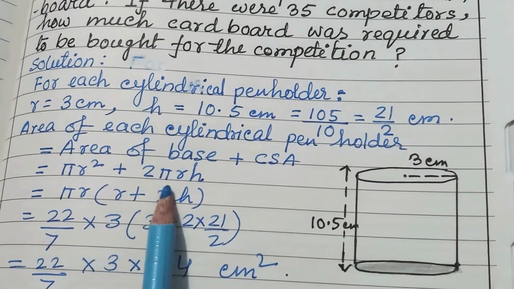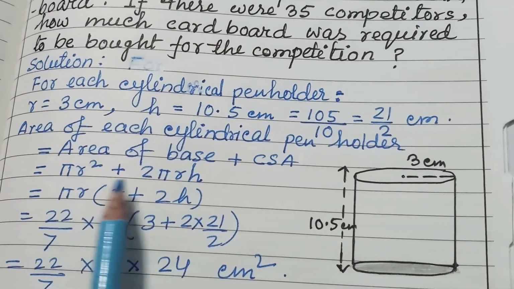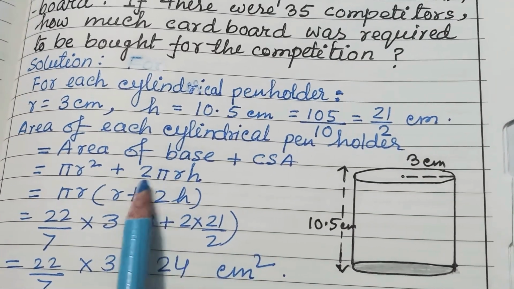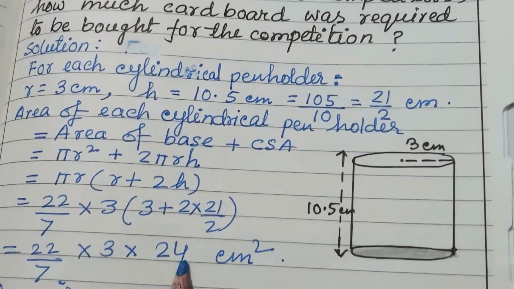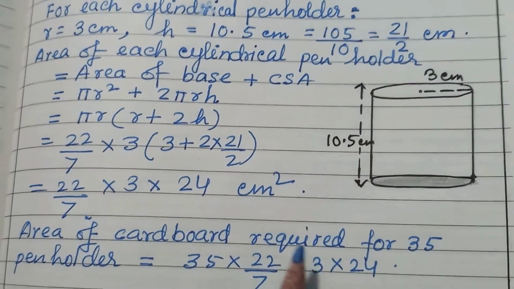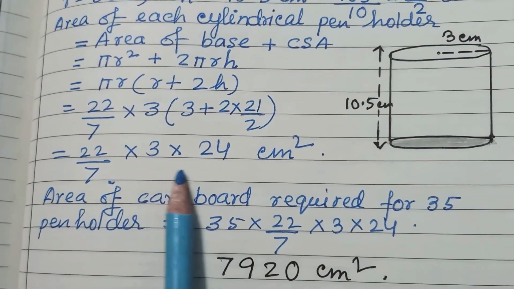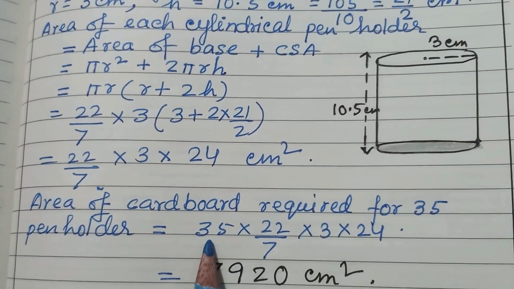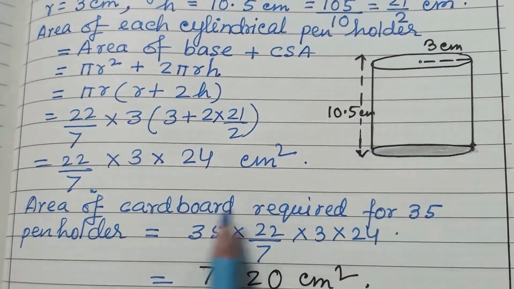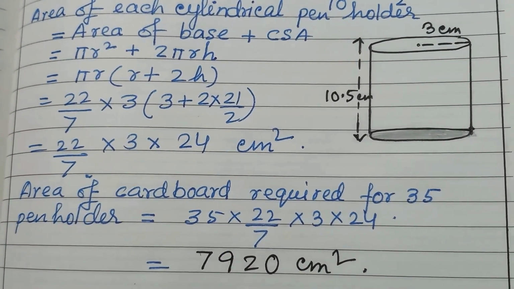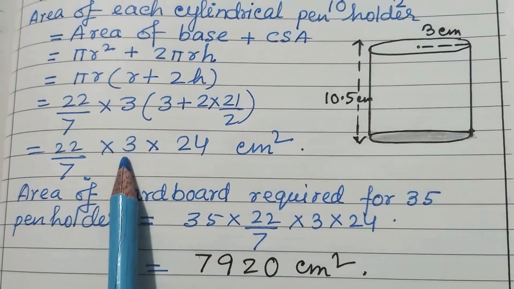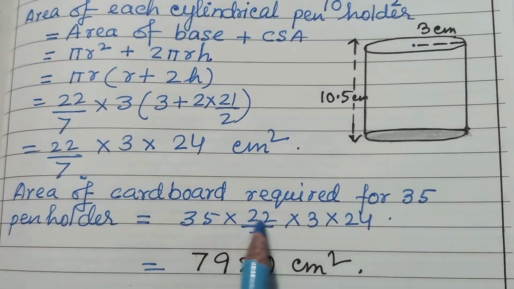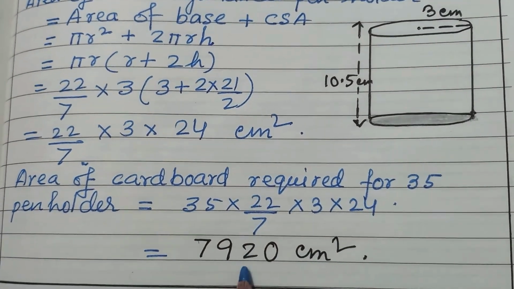Pi r square plus 2 pi RH. Now you take pi r common from these two parts. It is pi r into (r plus 2h). Okay. Now substitute the values here. It is coming this much. No need to calculate the total part, because we have to multiply it by 35, because 35 pen holders we have to make. So 35 into 22 upon 7 into 3 into 24. Now here you can cancel 7 and 35. Then multiply this. So it is 7920 centimeter square.